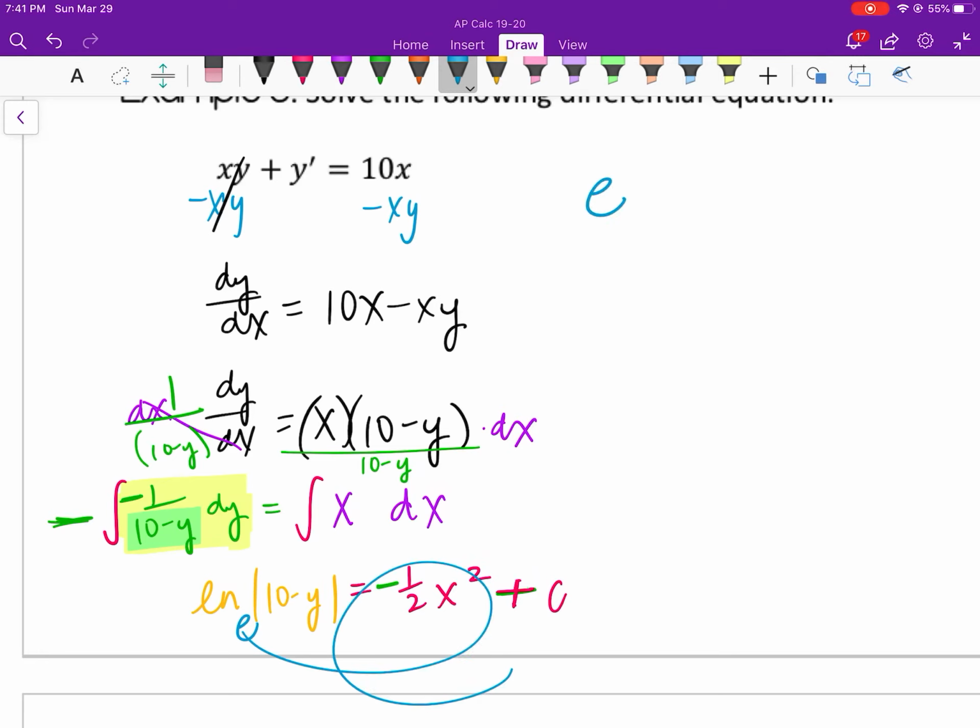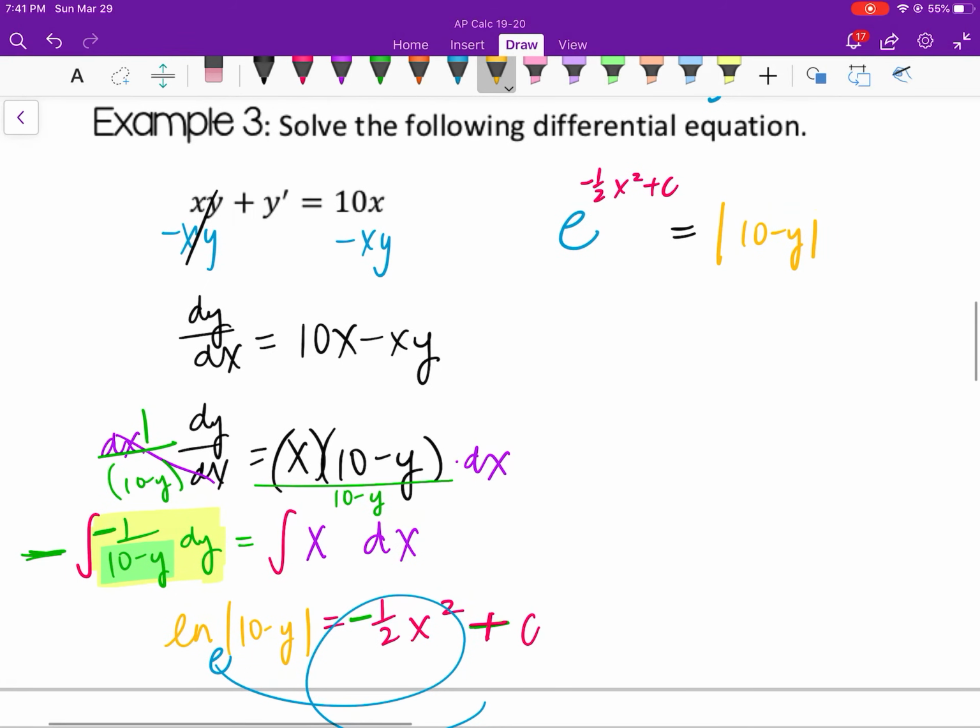So we can say e to the -1/2 x squared plus c is going to equal the absolute value of 10 minus y. Now from here, we have a couple other things to consider. Let's work first with that e expression. Now, we almost always end up doing the, let's see, power of a product rule? No, product of powers rule in reverse, where we say, well, this is e to the -1/2 x squared times e to the c, right? Because when you would have that, you end up adding your exponents.